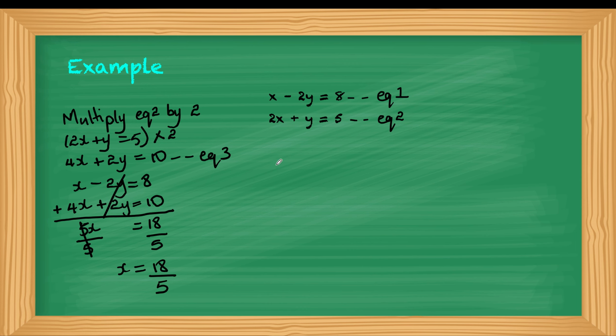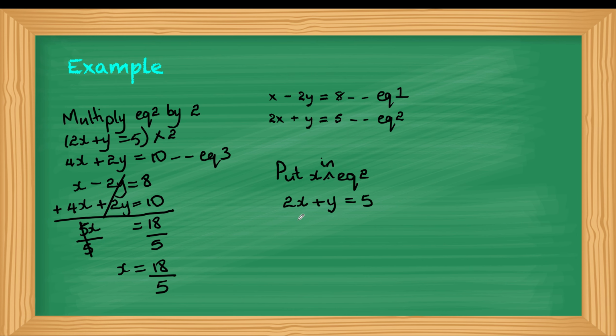So being that I now have the value of x, I can put it in any of the equations, but I'm going to put it in equation 2 and solve for y. Alright, so now I'm going to rewrite my equation 2, and my equation 2 is 2x plus y is equal to 5. Now, wherever I see x, I'm going to put 18 over 5. But I can solve for y first. So the aim is to get y. Alright? So let's solve for y.